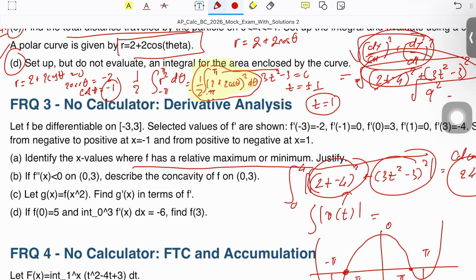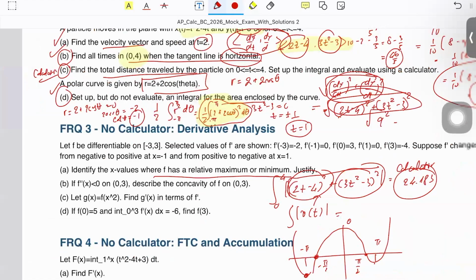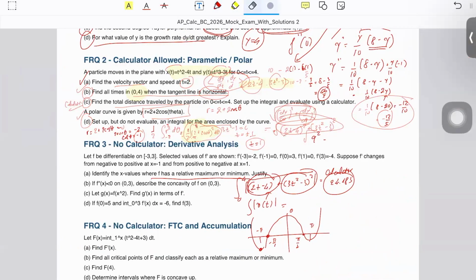Relative maximum or minimum. So this one you're gonna do the sign chart. Okay, let me erase everything.